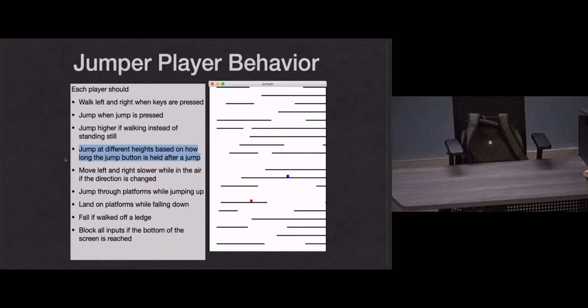So the user should be able to control how high they jump based on how long they hold the jump button. And for the challenge of the game, this is the big one: how to time your jumps. Your goal here is to jump just high enough to reach the platform that you're targeting and no higher than that. So you have this risk-reward payoff.